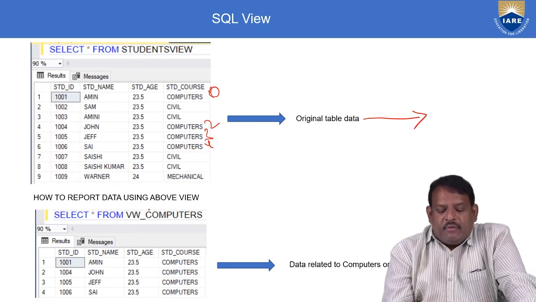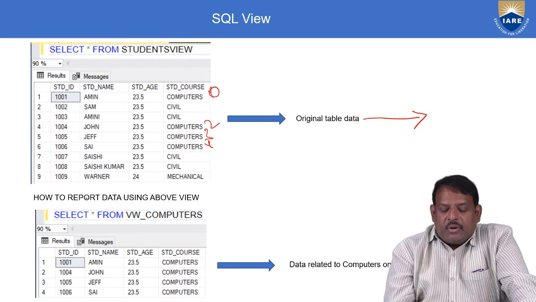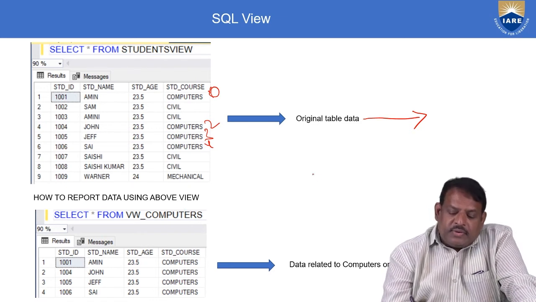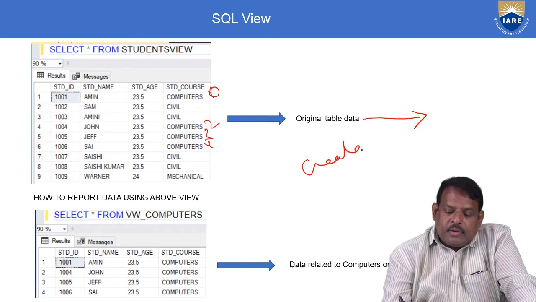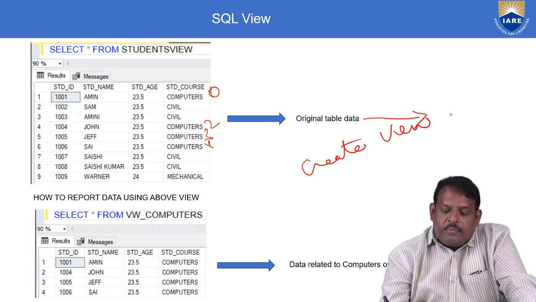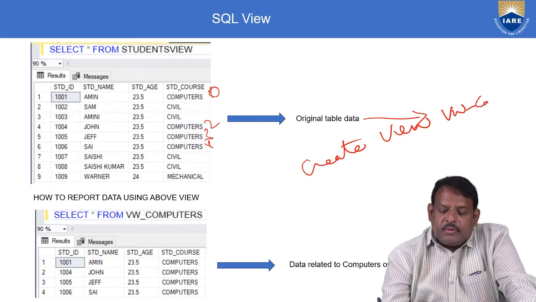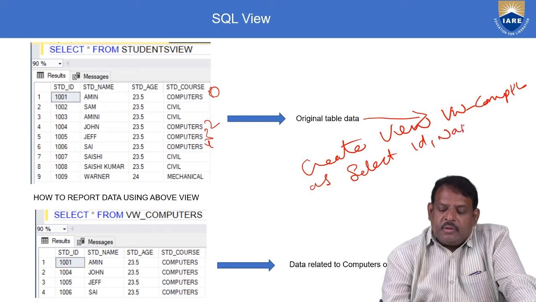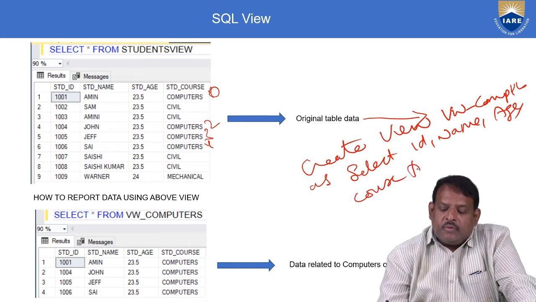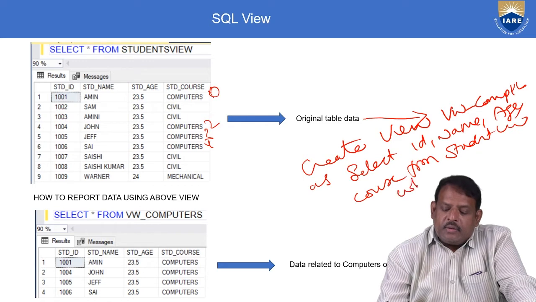You remember we created a view earlier. We have created VW computers. How we created? We said that create view, view name. View name is VW computers as select ID, name, age, and course from student view, where course is equal to computer science.